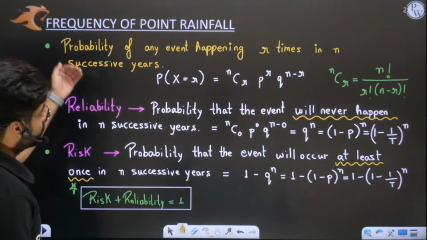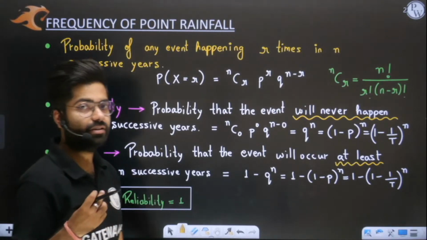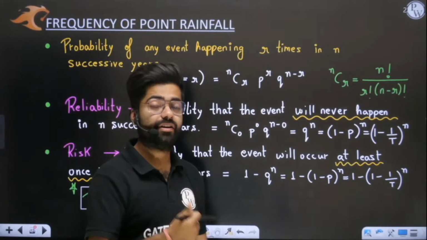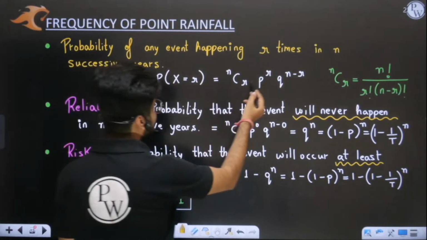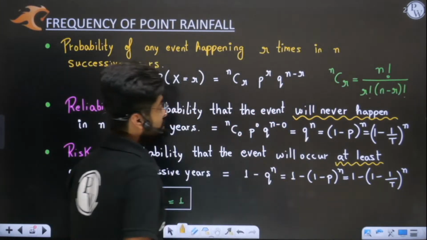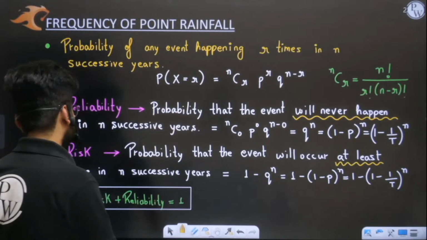Then this was the most important slide. You told us that the probability of any rainfall event or flood event occurring r times in n successive years was given by nCr p power r q power n minus r. See, this was the most important formula. Many questions have been framed from here, so you remember this.